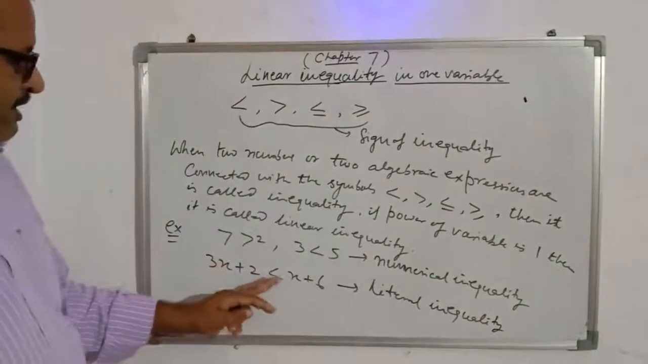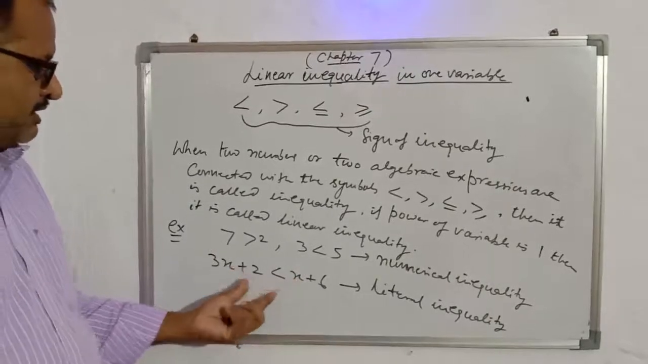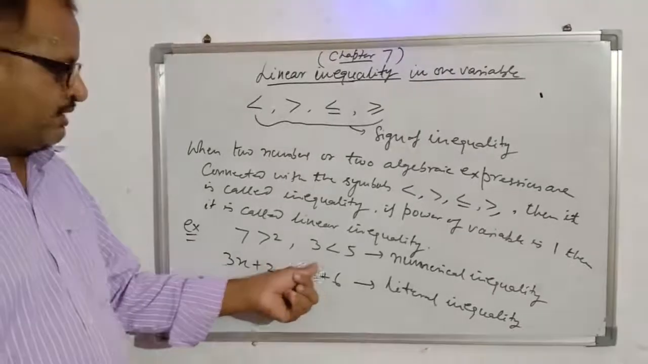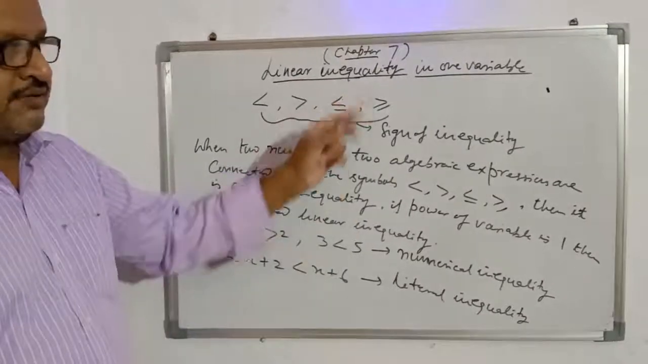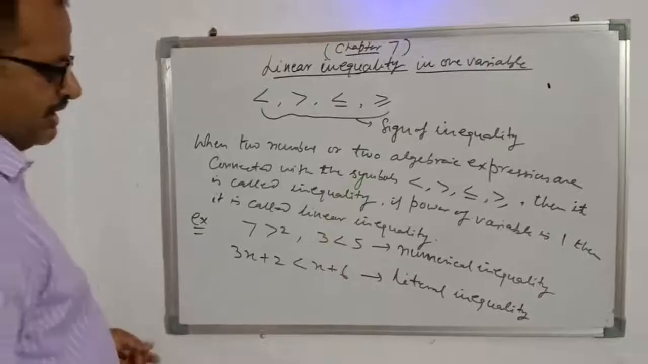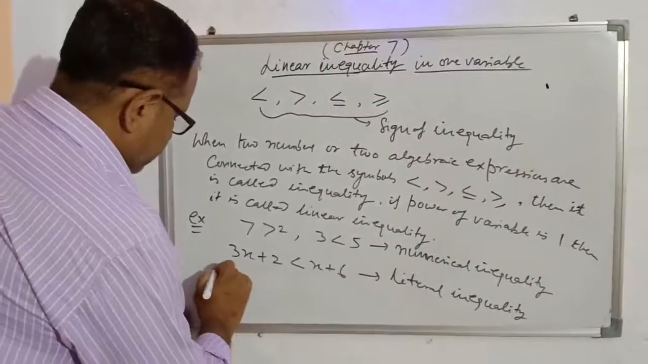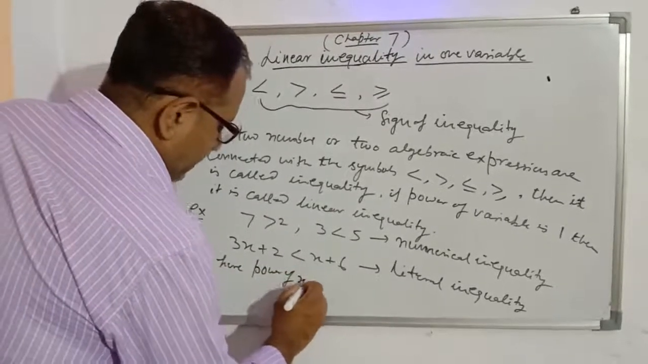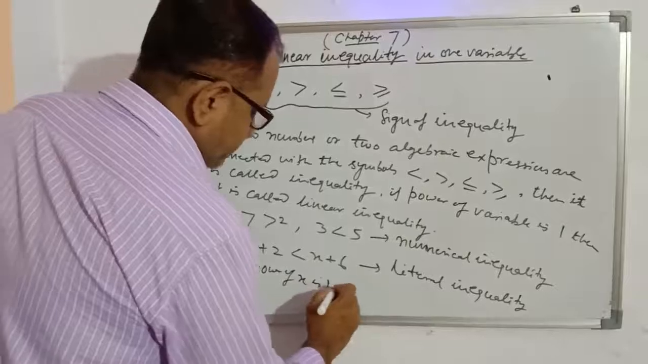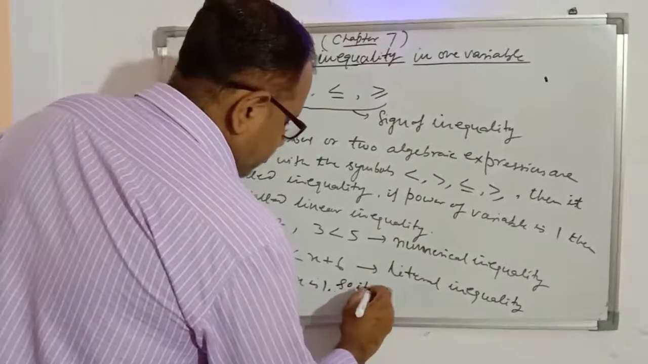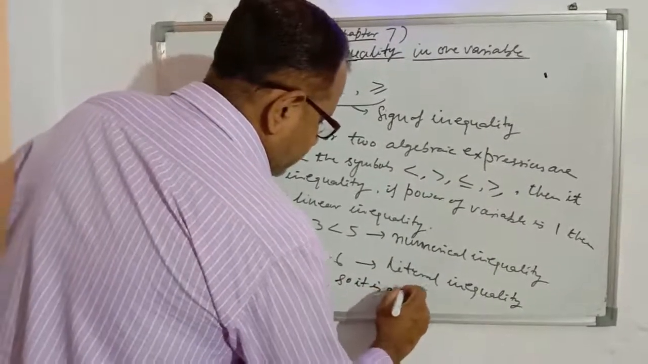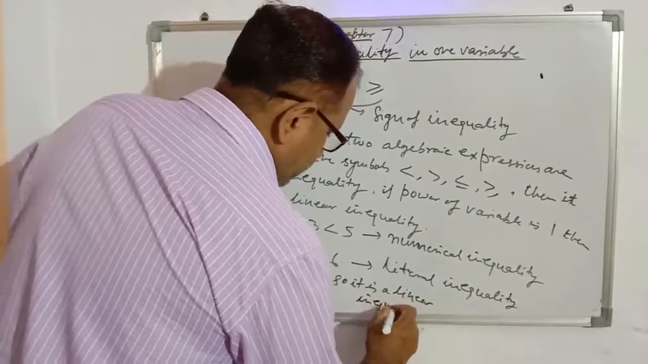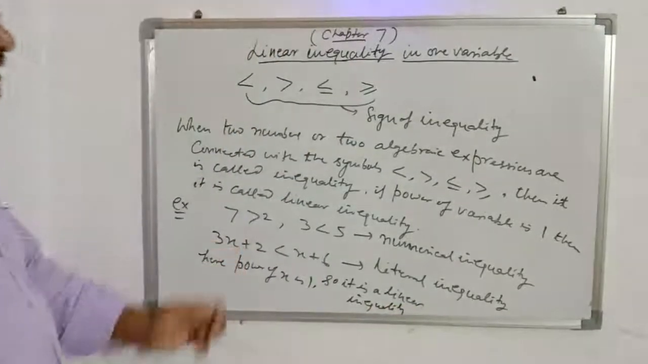Here we see that the power of the variable involved in this inequation, that is x, is 1. So it is called linear inequality or linear inequation. So here power of x is 1, so it is a linear inequation in one variable x.